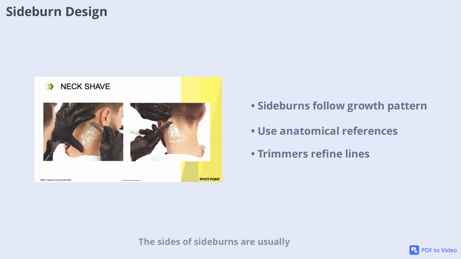The sides of sideburns are usually determined by the client's growth pattern. The perimeter can be designed as desired, assessing growth patterns and density. Sideburns can initially be cut with shears using anatomical references like ears, jaw, and cheekbones. Trimmers are used to refine lines and length, ensuring a personalized, balanced look.